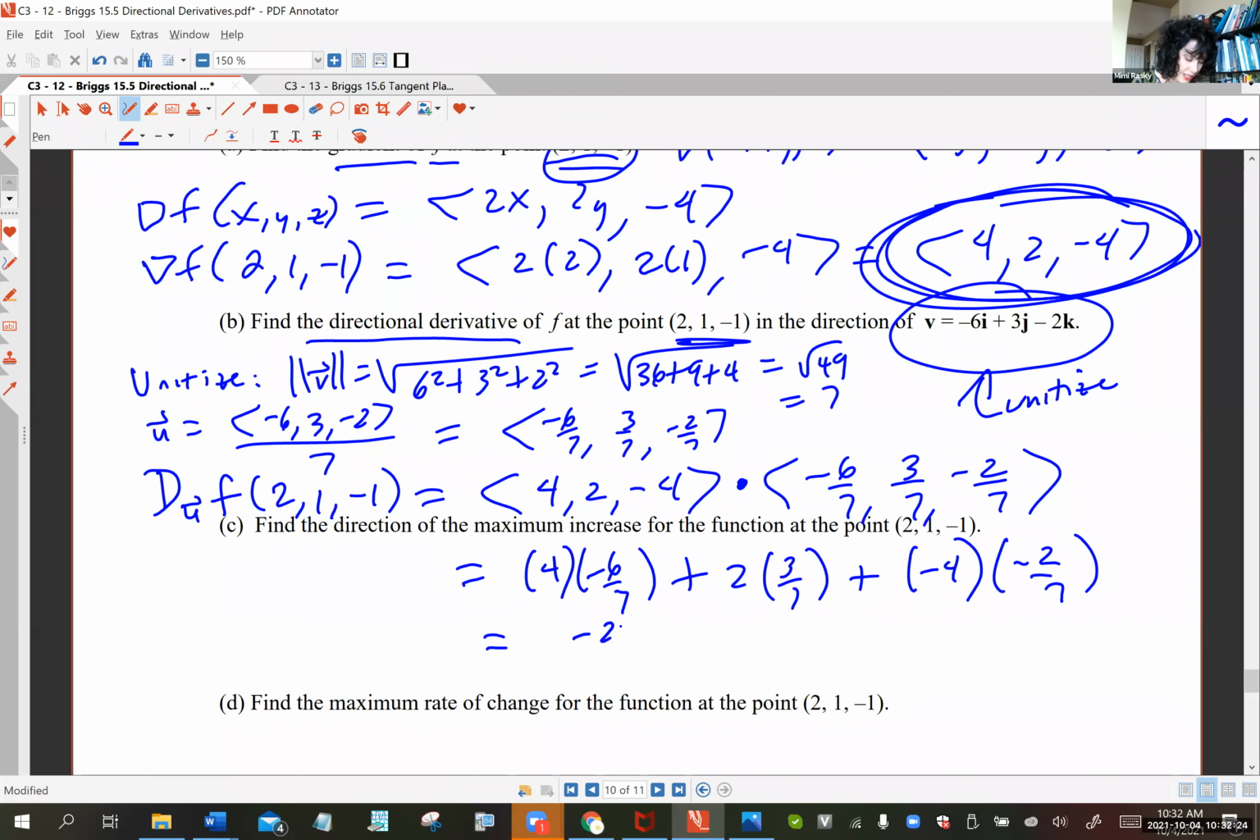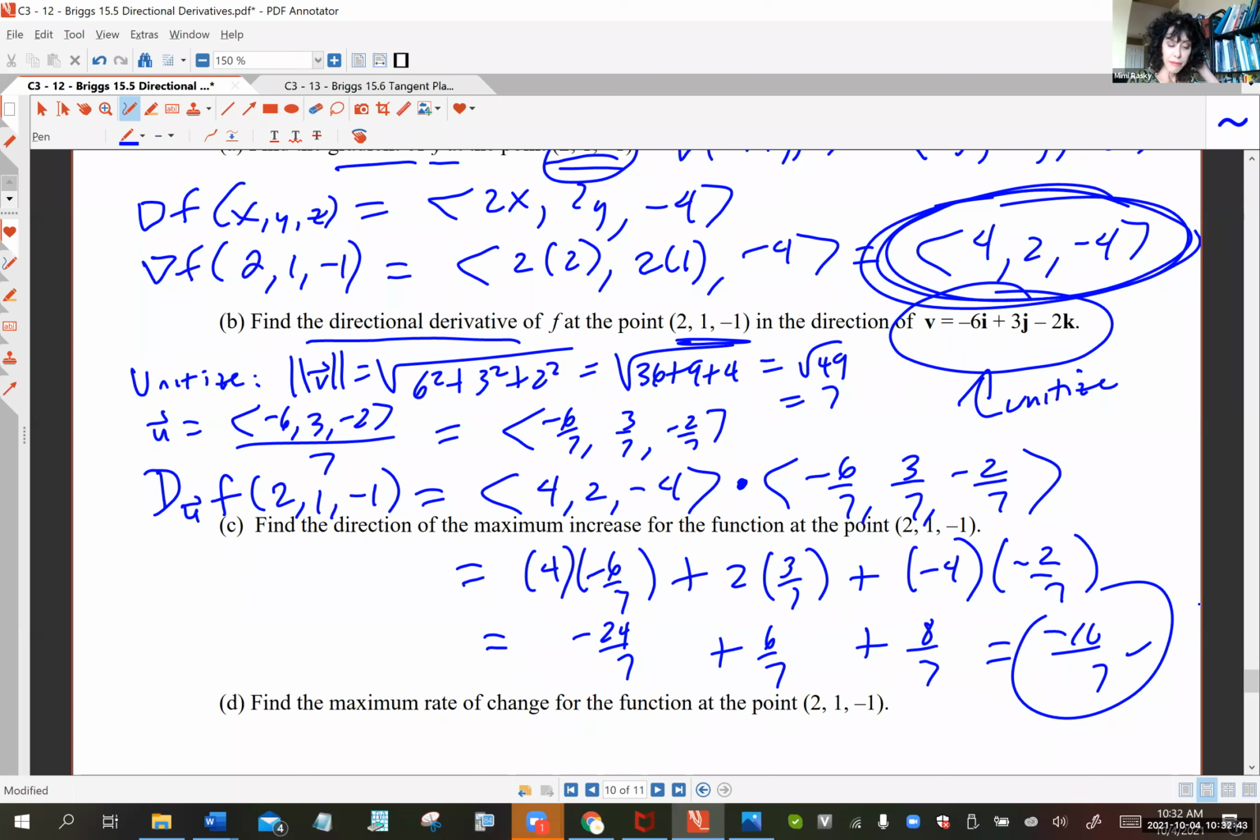Yucky. -24 sevenths plus 6 sevenths plus 8 sevenths. Woo. -10 sevenths. That's a slope. Directional derivative, remember, is a scalar. So you better not give an answer that's a vector. So the answer, there it is, -10 sevenths.